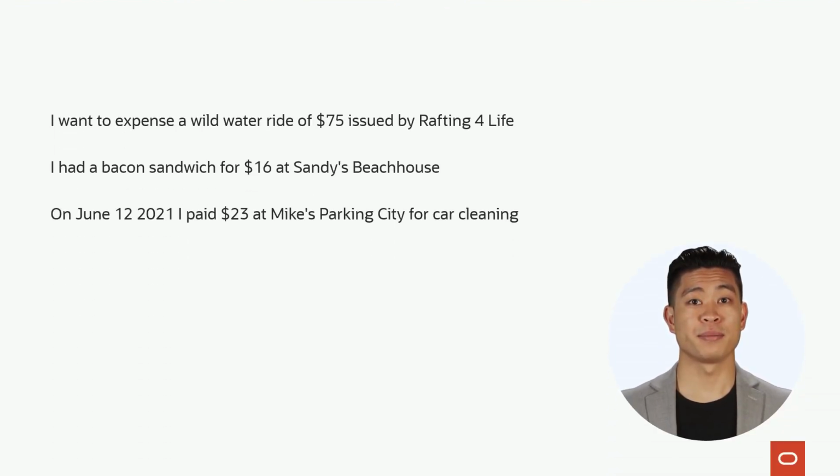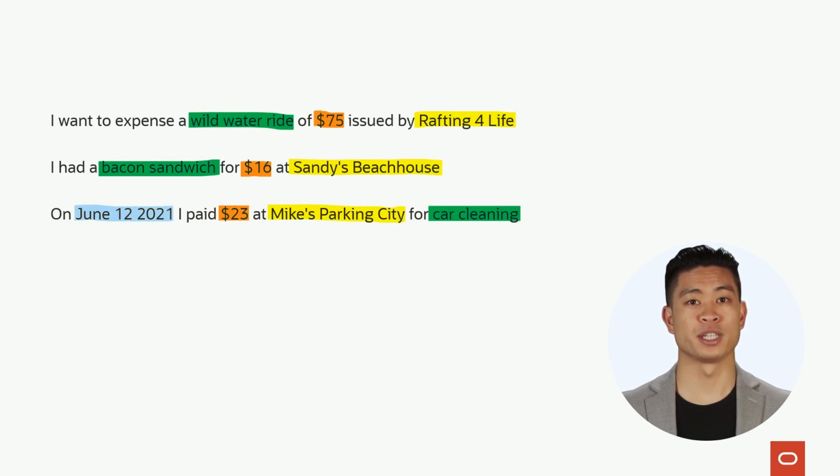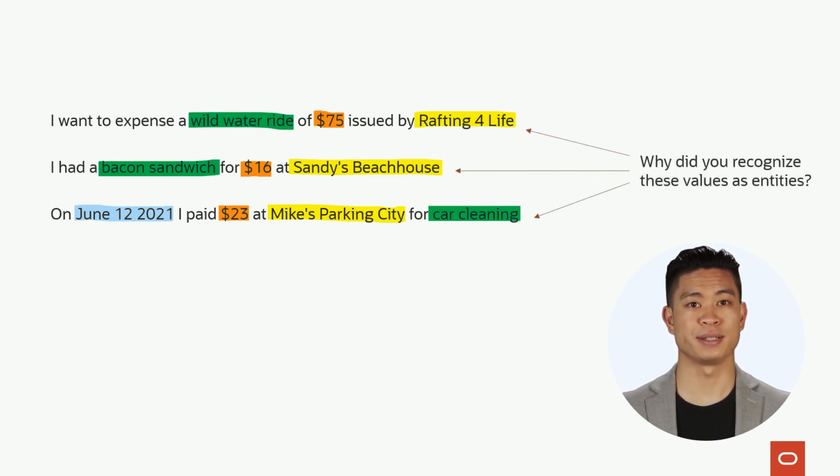How much entity information can you spot in these sentences? It's easy to identify entities like the amounts paid and dates mentioned, but what made you recognize Rafting for Life or Sandy's Beach House as the name of a merchant? And how did you determine that bacon sandwich and wild water ride are expenses? These are all good catches, but how did you know?